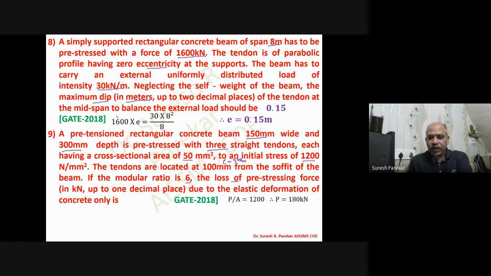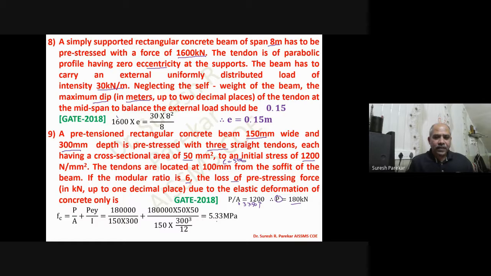So here first we are going to find out P by A. Now A we know, we have 3 tendons, and that is 50. If we multiply it with 1200, we will get the value as 180 kilonewton, and then we can find FC, which is equal to P by A plus Py upon I, and from this we are going to get the value 5.33.